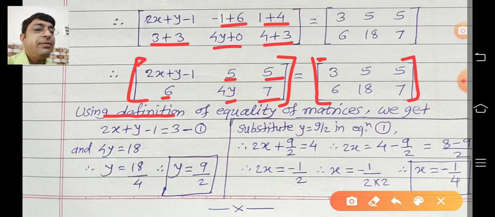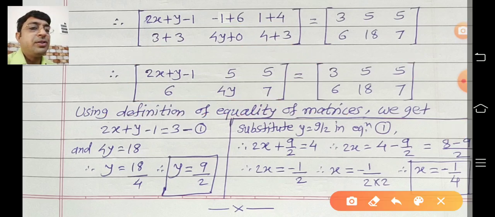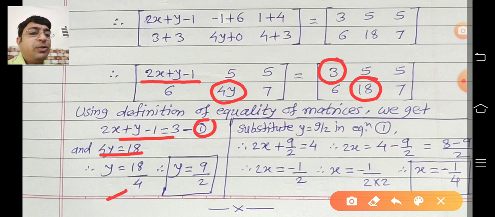Now using the definition of equality of matrices, we are equating the coefficients. Now how are we equating the coefficients? 2x plus y minus 1 is equal to 3, equation number 1. And second, 4y is equal to 18. So 4 is multiplied, shift on the right hand side. So y is equal to 18 upon 4, reduced, that is 9 by 2.